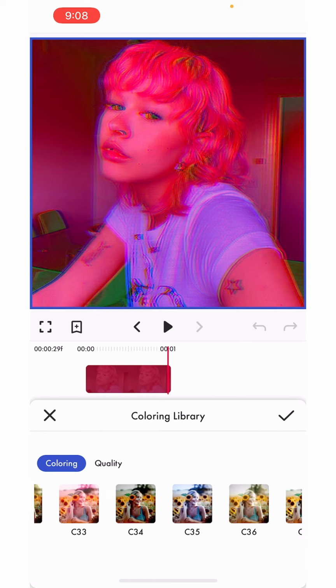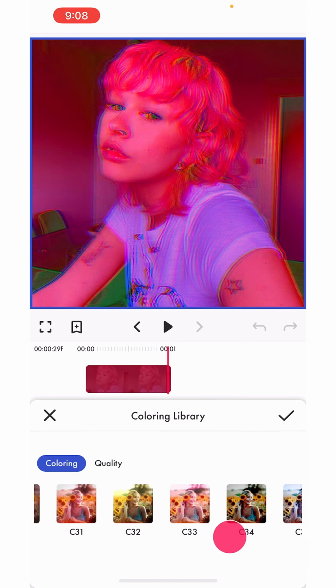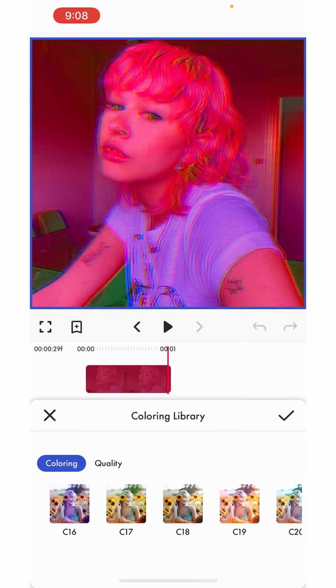All of these colorings are absolutely amazing and I love them all so much. I can't wait to see them all in your edits.